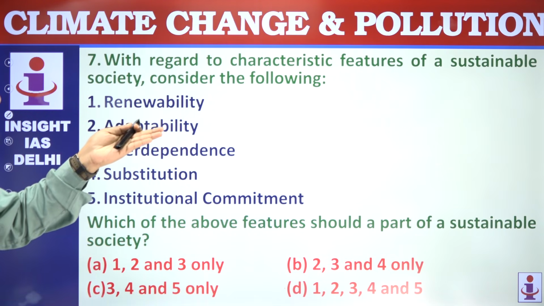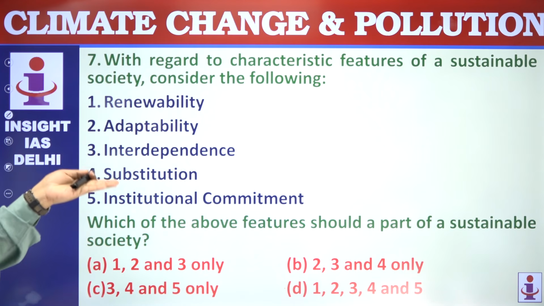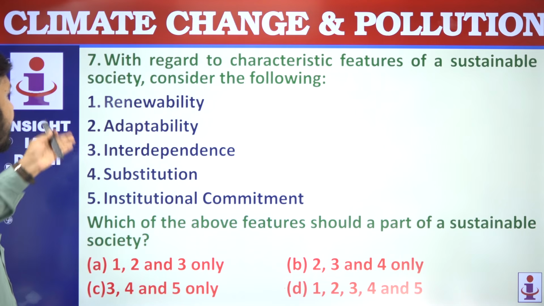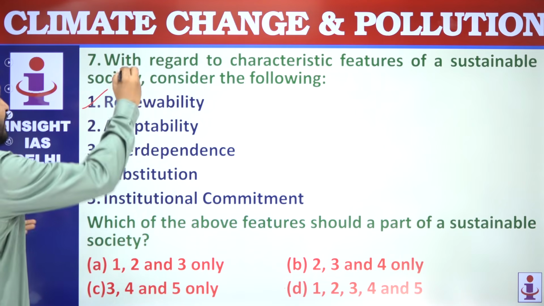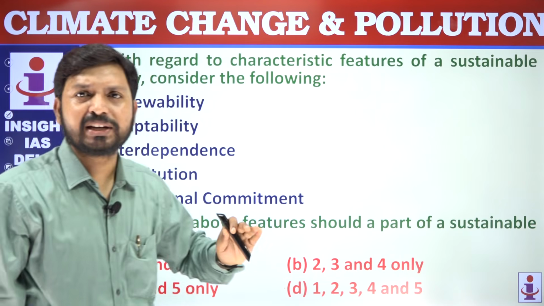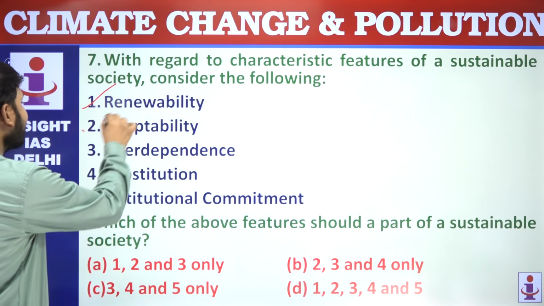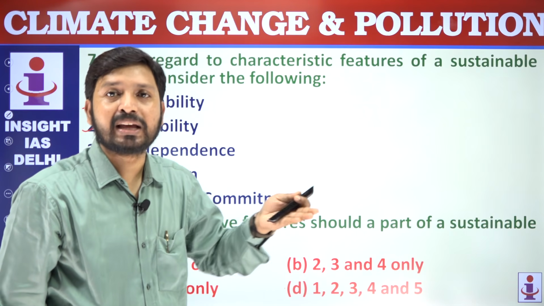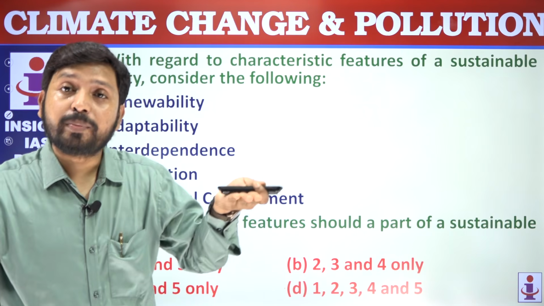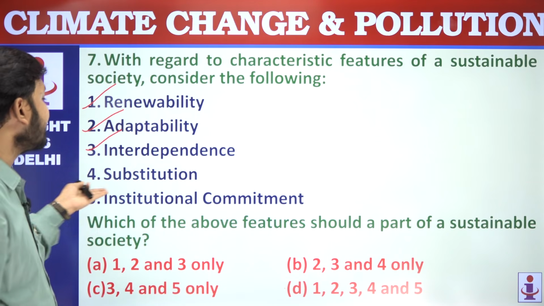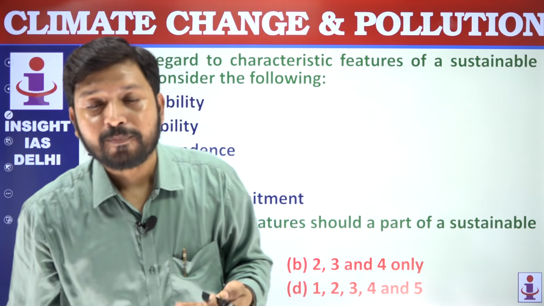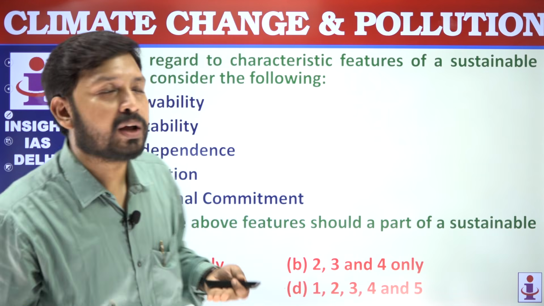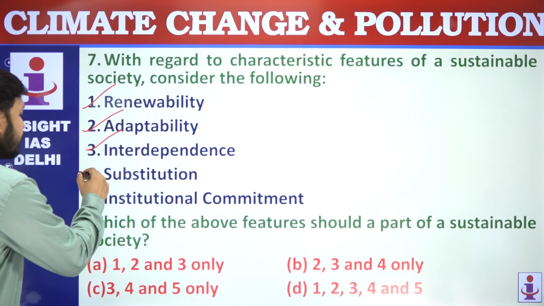With regard to characteristic features of a sustainable society, consider the following. Okay, they are asking something about a sustainable society. Let's read. Renewability. Yes, this is the right statement. Adaptability: whatever the climatic conditions are, we need to adapt to them. So this is also right. Interdependency between different societies: if it is there, then the consumption of resources will be minimized. So this is also right. And substitutions. For example, fossil fuels are there, we need to substitute those with renewable sources so that the pollution or emissions can be reduced. So this is also right.